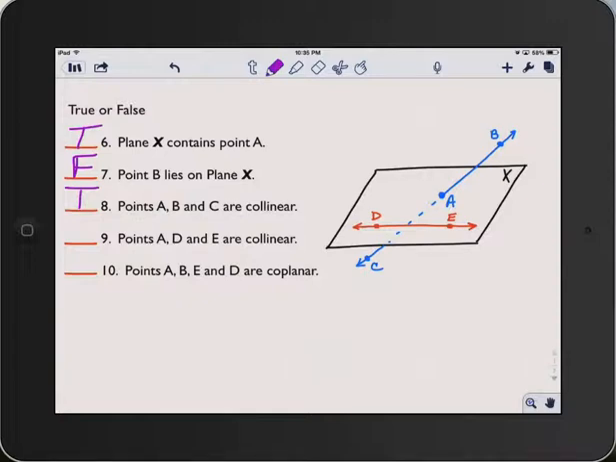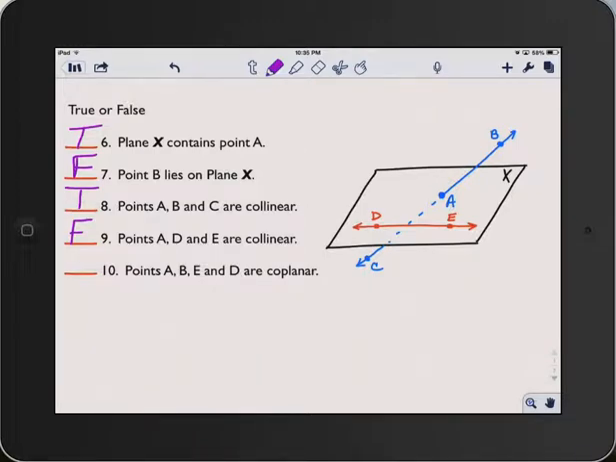Problem number 9, points A, D, and E are collinear. Well, we can see that points D and E lie on the same red line, and point A obviously does not lie on that line. So are they collinear? No. So problem number 9, the answer is false.